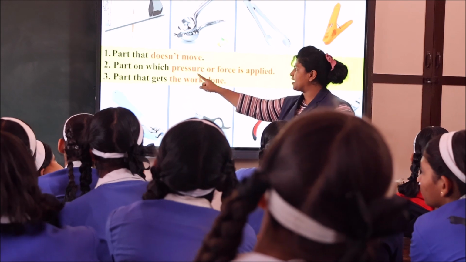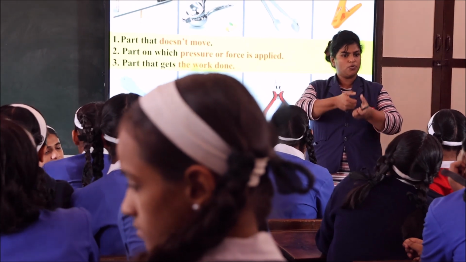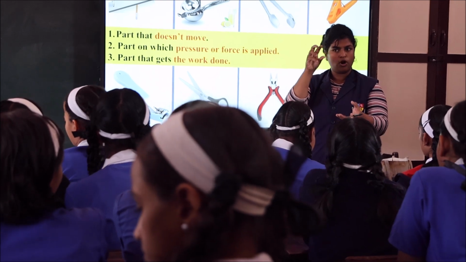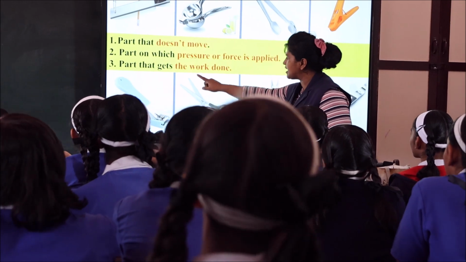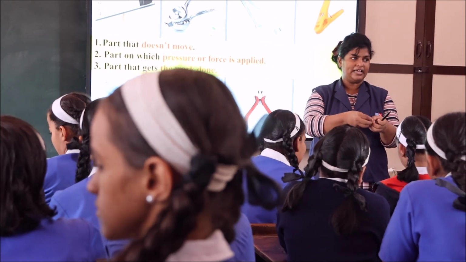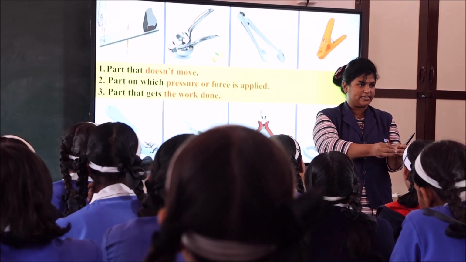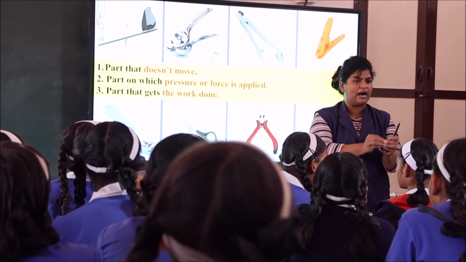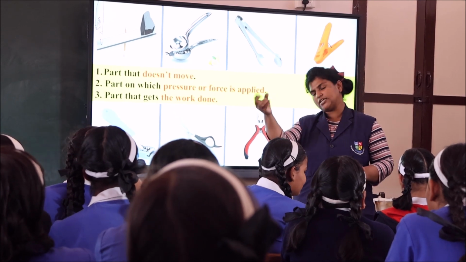Second thing, a part on which pressure or force is applied. You have to apply a little pressure to that particular part of the tool. Third thing, the part that gets the work done. Whatever work you are doing, that part is doing the work. Whether it is lifting, carrying, cutting, or breaking, that particular part is getting the work done. Clear? Ready? Start.